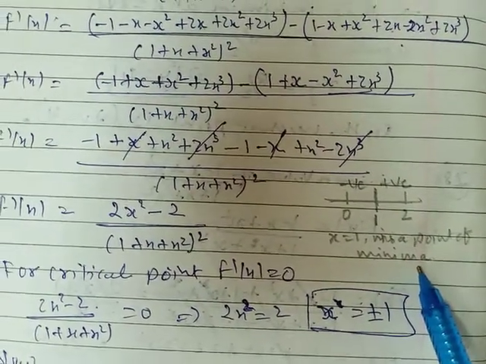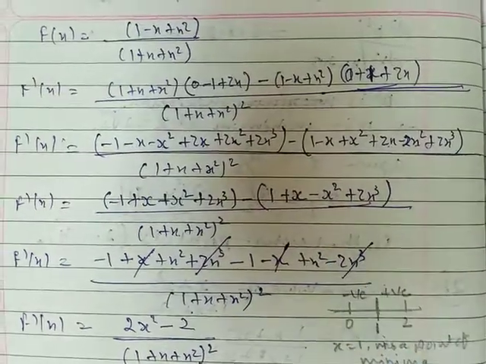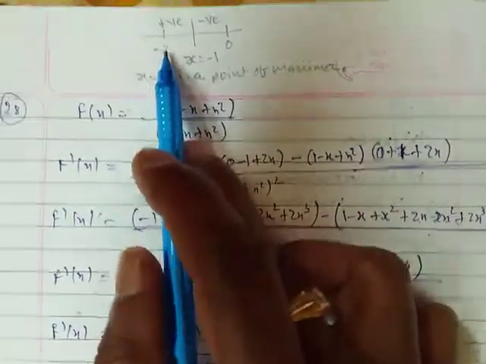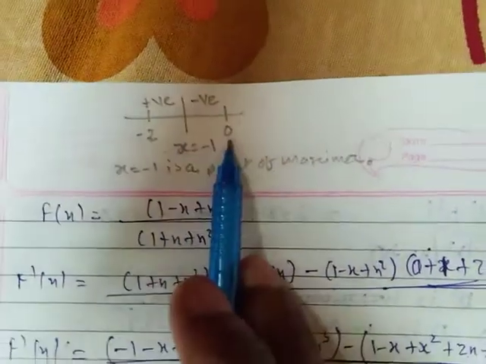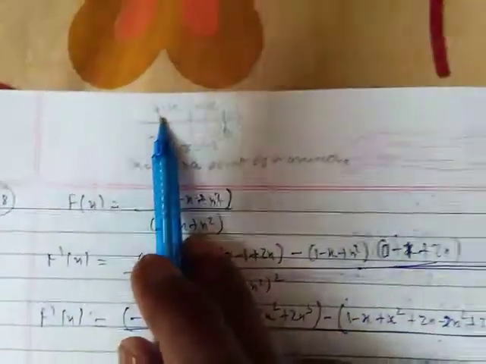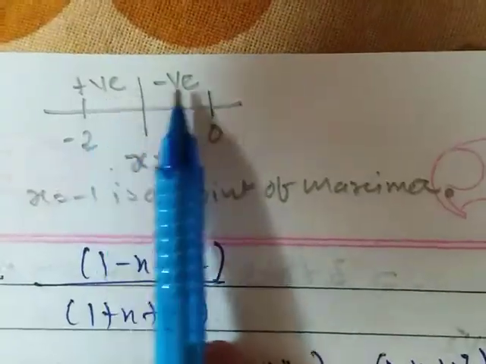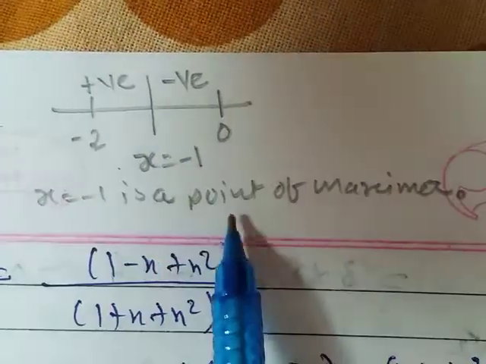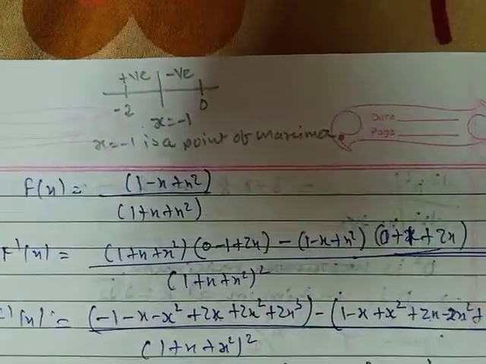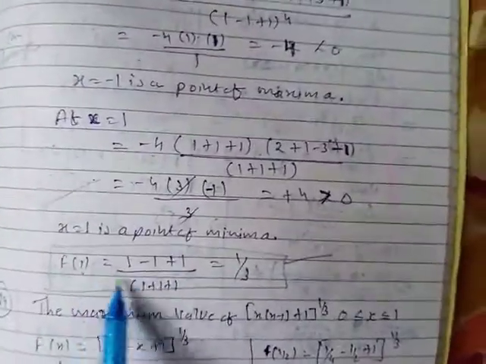There is no need of checking this, but for courtesy we'll check it again because it may be asked. For x is equal to minus 1, on the interval minus 2 and 0, we know 0 gives negative, so only check minus 2, you will get positive. So f dash of x is changing sign from positive to negative, so x is equal to minus 1 is a point of maxima. And we are asked to find only the minima. The minimum point is x is equal to 1, so we find f of 1. F of 1 is 1 by 3.